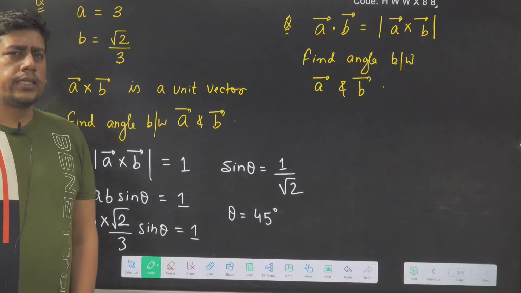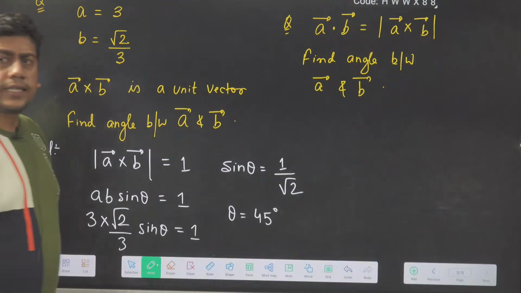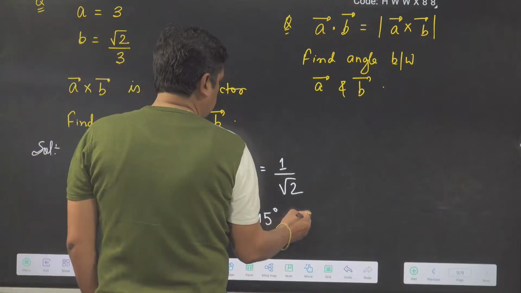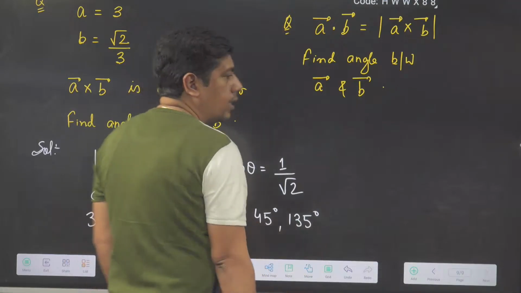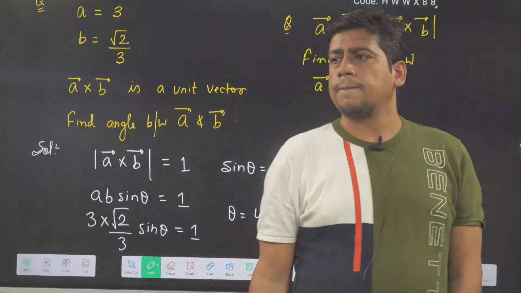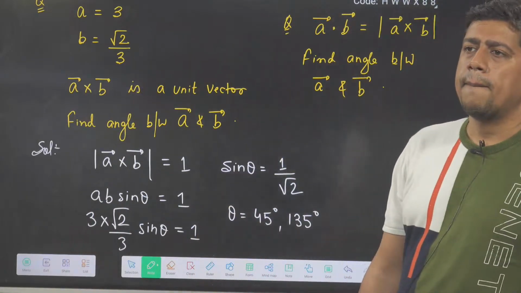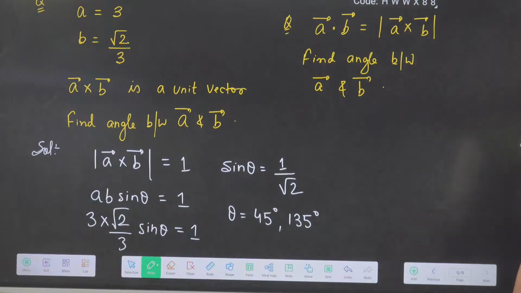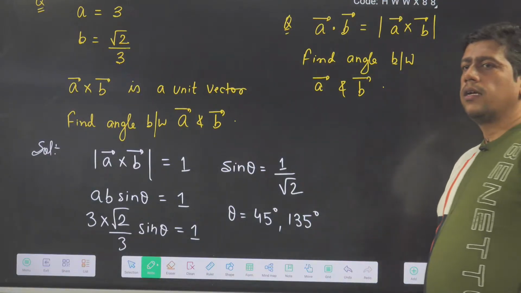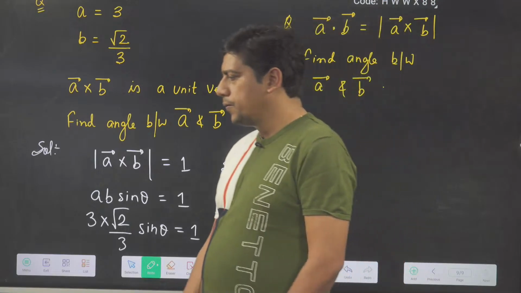But in the second quadrant also, sine is positive. So theta will also be 135 degree. Two answers will be there, because in the second quadrant, this is positive.